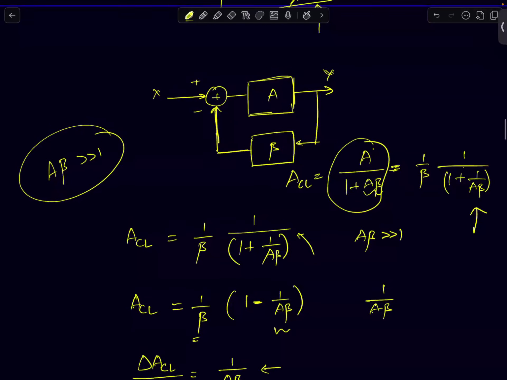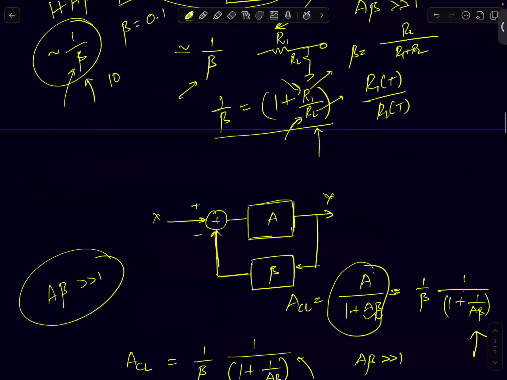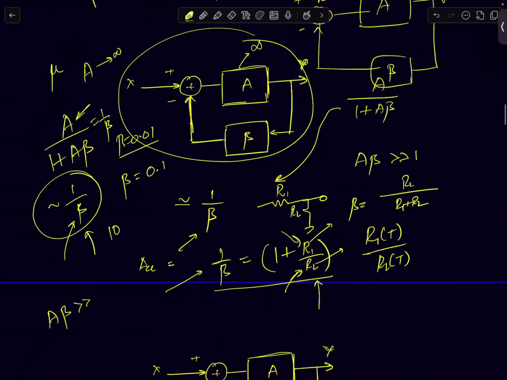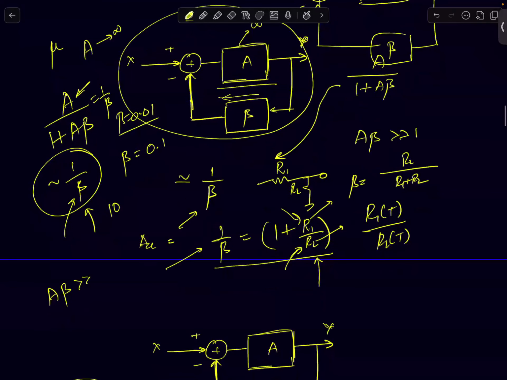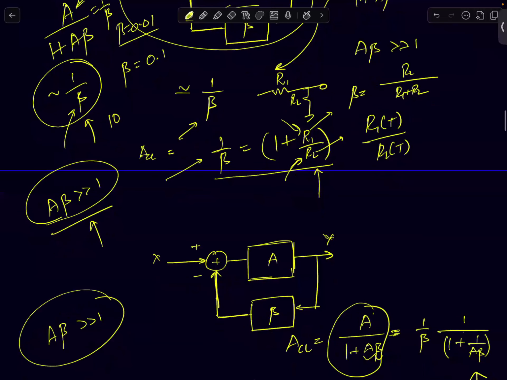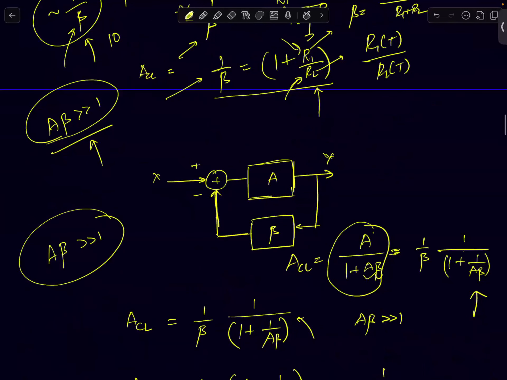Remember, to get this result, your closed loop gain to be equal to 1 by beta, the most important condition that has to be met is your loop gain. I'm using the word loop gain, which is nothing but the gain of the forward path and the feedback path, product of the two, should be much greater than 1. If you don't satisfy this condition, we don't get the benefits of feedback. You have to satisfy this condition. If you do this, then your gain becomes approximately 1 by beta.